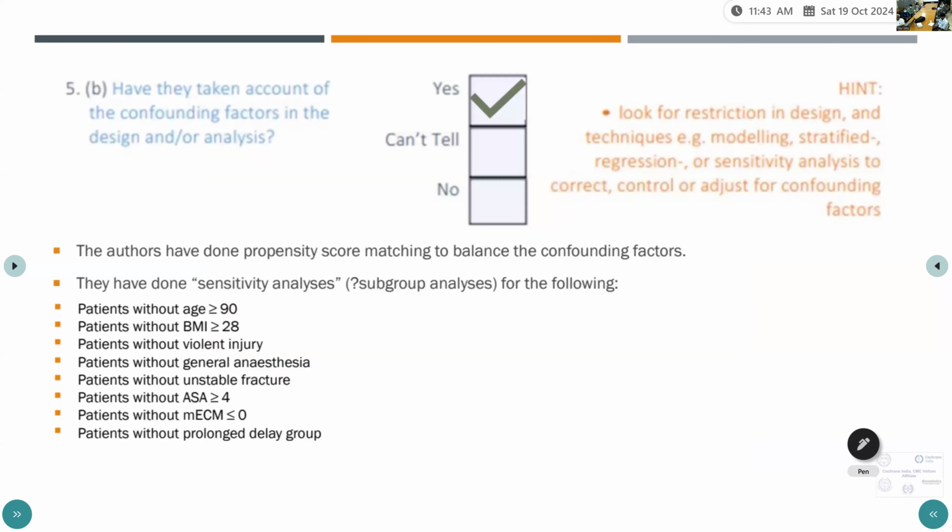So the next question is, now that we have identified some confounding factors, have they taken account of the confounding factors in the analysis? And this is where the propensity score matching comes in. So the authors have done propensity score matching in order to balance the confounding factors. And they have also done what they have called sensitivity analysis, but maybe at the end, sir can tell, I'm not sure if this counts as sensitivity analysis, it's a subgroup analysis. So they have excluded very old patients, they have excluded obese patients, they have excluded patients with trivial injury without general anesthesia and so on. So these are the sensitivity analyses.